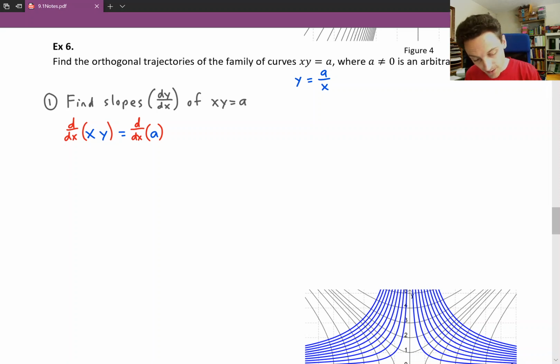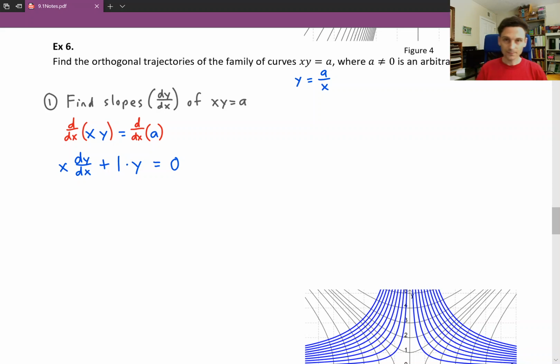So here we're going to have to use the product rule. First times the derivative of the second: the derivative of y with respect to x is dy/dx, plus the derivative of the first, the derivative of x is 1, times the second, times y. On the right side, we have the derivative of a constant a, which is going to be 0.